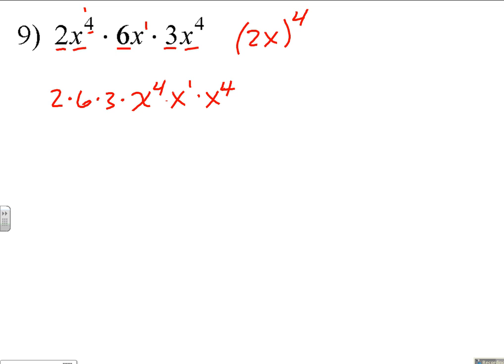So I end up with 2 times 6, 12, 12 times 3, 36, followed by a bunch of x's. Do I take 4 times 1 times 4? Or 4 plus 1 plus 4? Well, do I have groups of? This is not 4 groups of 1 group of 4. This is just 4 x's and 1 x and 4 x's for a total of 9 x's. 4 plus 1 plus 4.